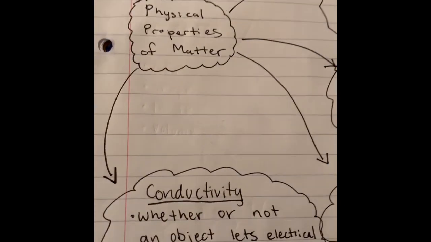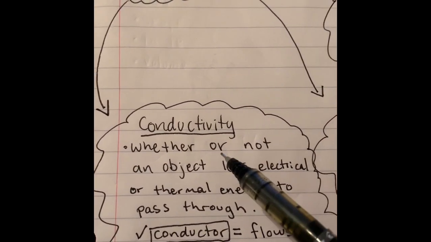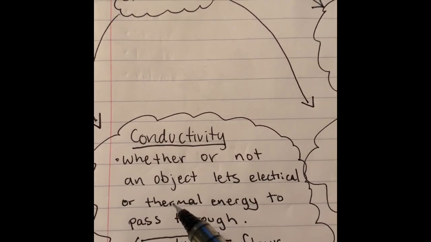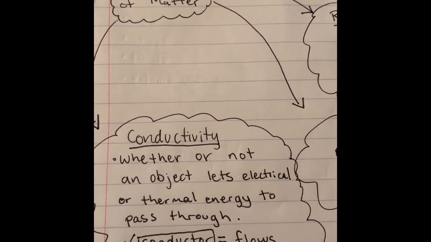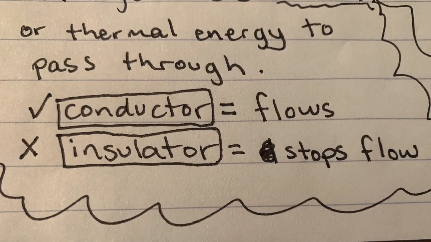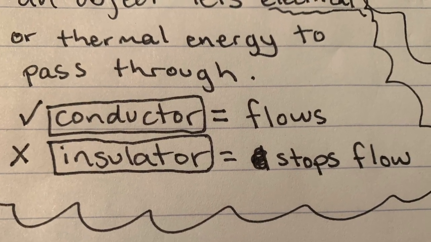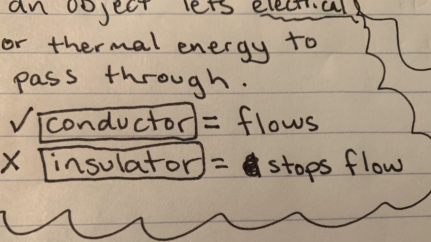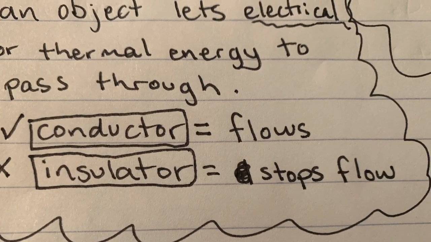Now the final physical property that we're going to be mainly focusing on this year is conductivity. Now conductivity is if matter lets electrical or thermal energy pass through it. So if energy, thermal or electric, is able to go through the matter, then it is a conductor. However, if energy is not able to go through and it stops, then that matter is called an insulator.